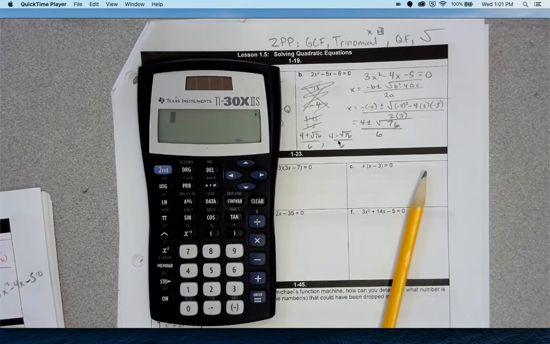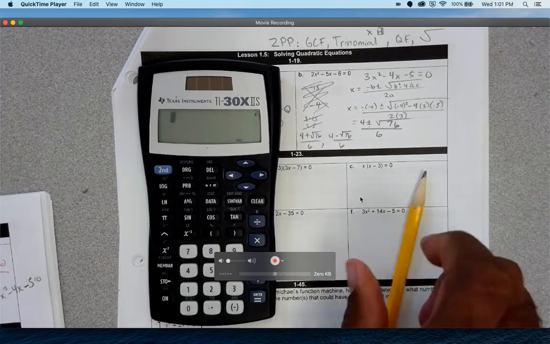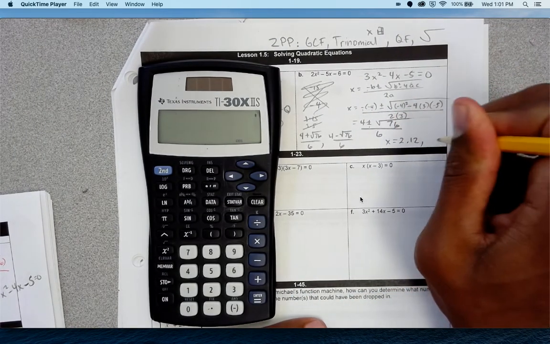Okay, so 4 plus square root of 76 over 6. So what I'm going to do is use this a over b function, so I can put a number on the top. 4 plus square root 76, and then on the bottom put the 6, and there's my answer. And let's round to the nearest hundredth, so the second number after the decimal. It's going to round up because we have a 9 here, so it's going to round up to 2.12. So the first answer is x equals 2.12.